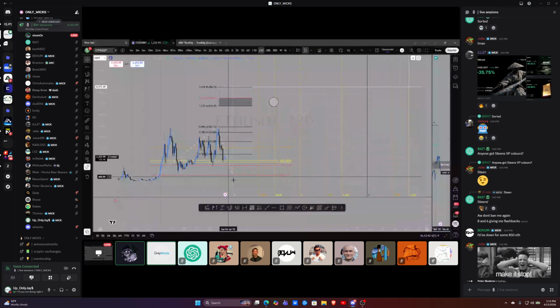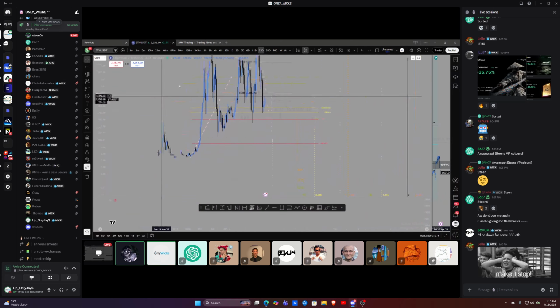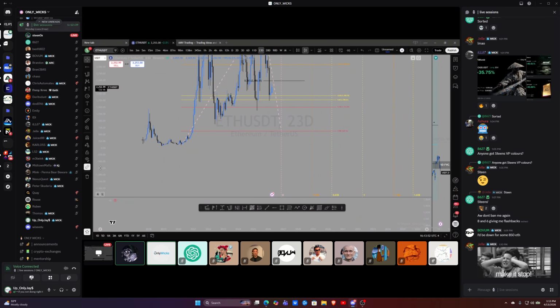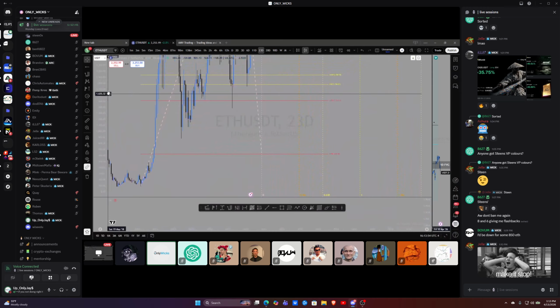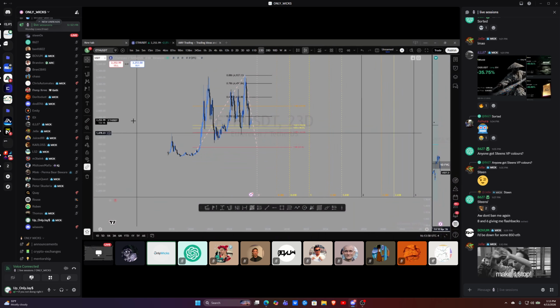That's what I'm looking for, fib based. But obviously, this will all change dependent on when we come and take this. But we will come and take it though. Eventually. Look at that trend line too, bro. Look at that trend line. That looks crazy.